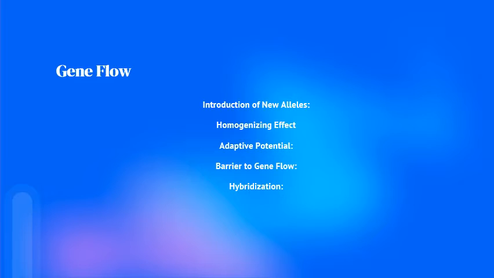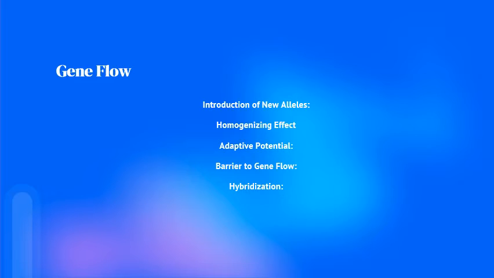Next, let's talk about barriers to gene flow. There are physical barriers like mountains and rivers, and ecological factors, differences in habitat preferences, that can restrict gene flow between populations. Populations that are isolated by such barriers tend to diverge genetically.